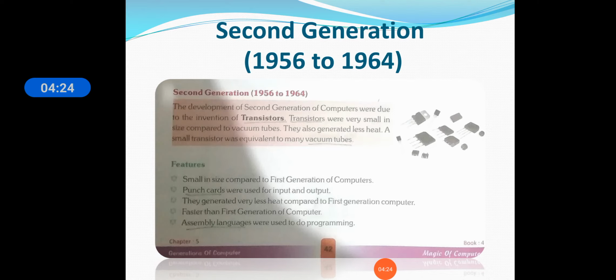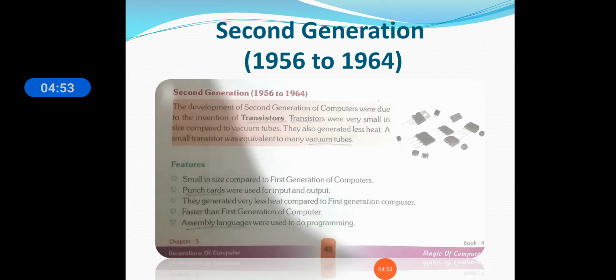Now what were its features, we will see. What is the feature? Small in size compared to first generation computers. First, it was very small in size, so there was no problem, compared to the first generation of computers. Punch cards were used for input and output. Here punch cards were used for input and output, so it was very easy.